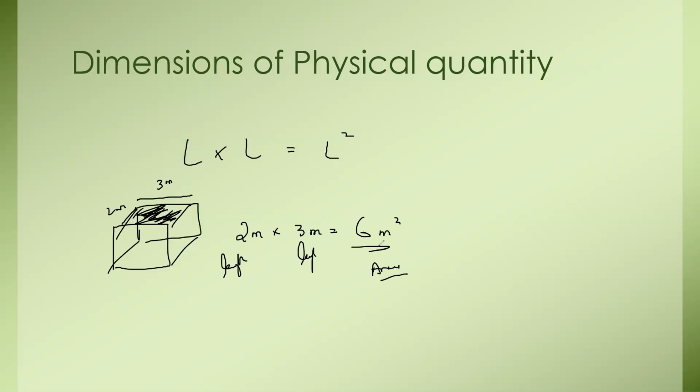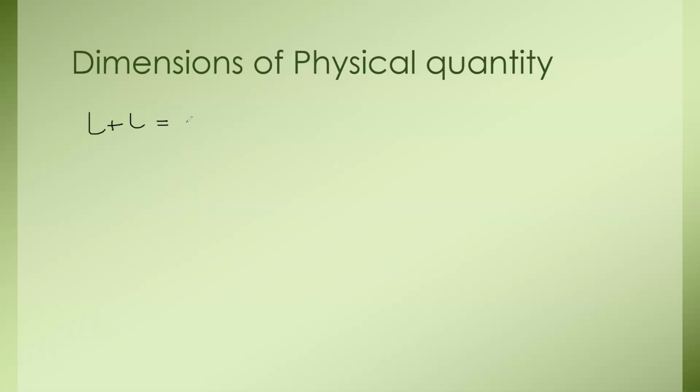So when two identical dimensions are multiplied with each other, we get a new dimension which may represent another physical quantity. The dimension of length is L, but the dimension of area is L square. In dimensions, remember, L plus L is dimension, L minus L is dimension, L by L is no dimension, and L multiplied by L becomes square. So this is what happens in dimensions.